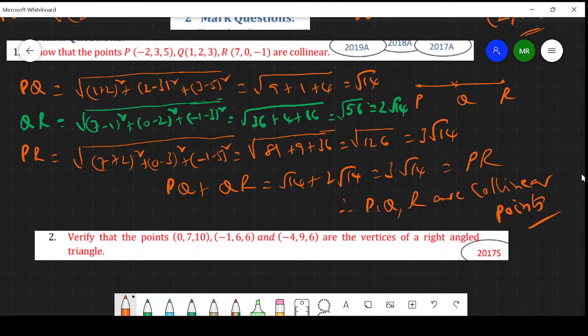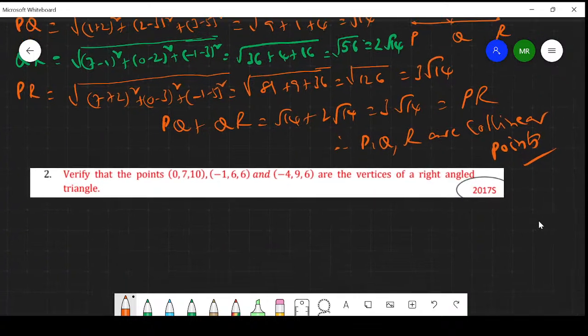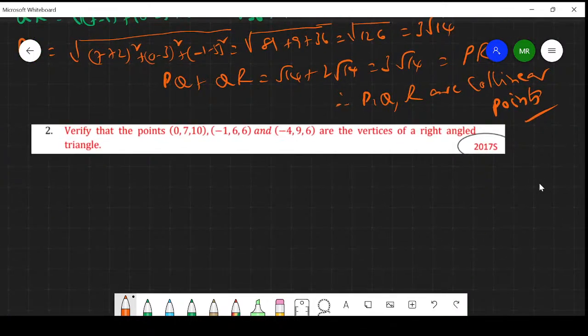Verify that the points are the vertices of a right angle triangle. They are asking, are the vertices of a right angle triangle? See, when they are asking vertices of a right angle triangle, again, we don't know which vertex is having 90 degrees. You can consider the points.